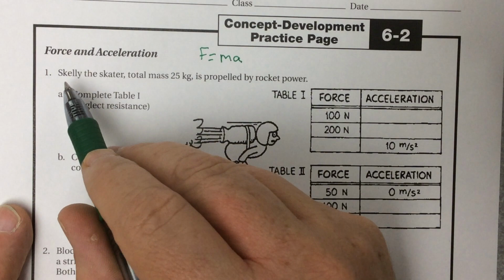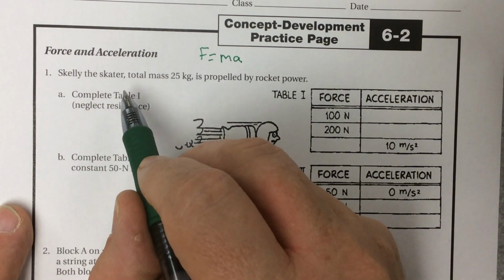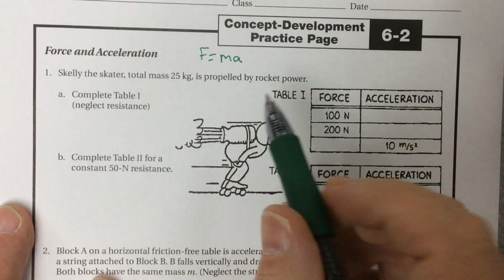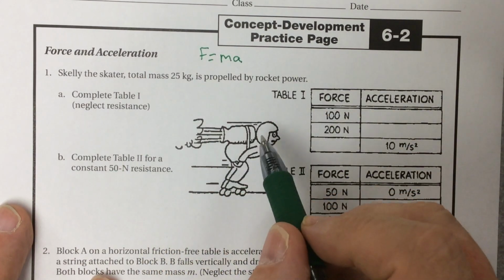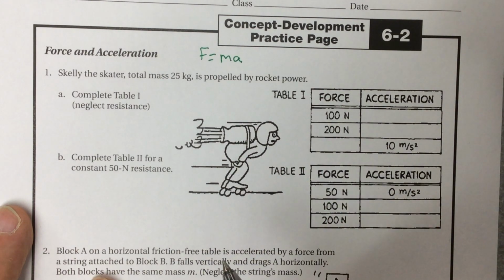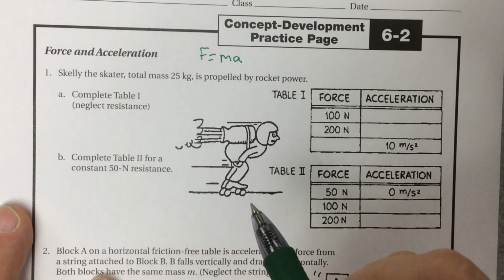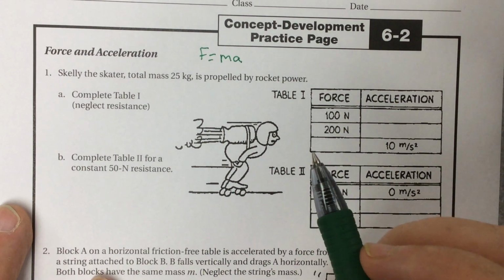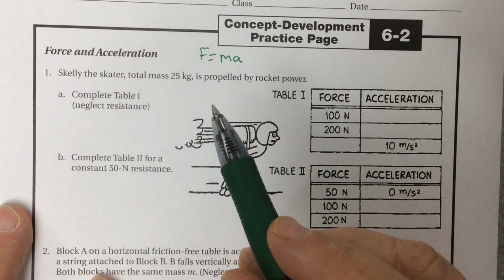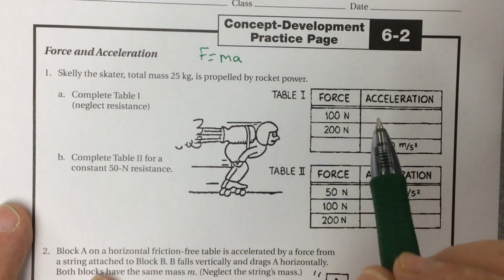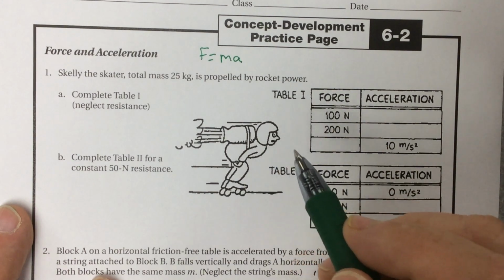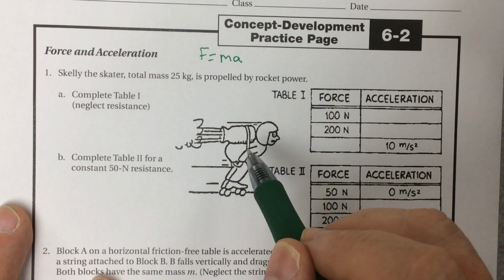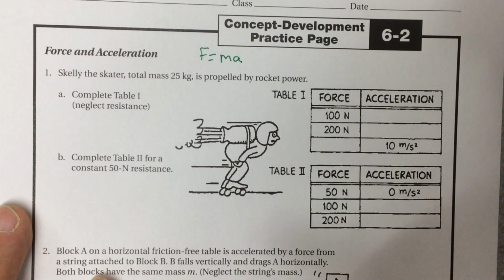All right, so here's our first example. Shelley the skater, total mass of 25 kilograms, is propelled by a rocket power. Now that's important because you have to have a force acting on a mass to accelerate it. If you just were to skate, push off, once you're rolling, the only thing that is controlling you is gravity, and you would just be going in a straight constant speed, and then the friction of your wheels would probably even slow you down. But she's got a jetpack, so that's a force, and that force acting on a mass is going to accelerate Shelley.